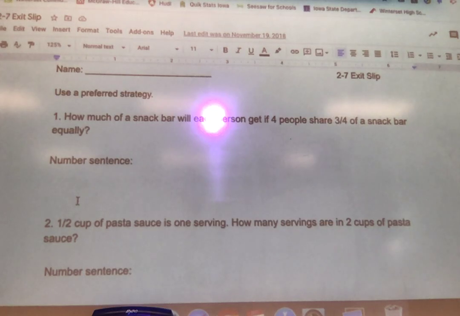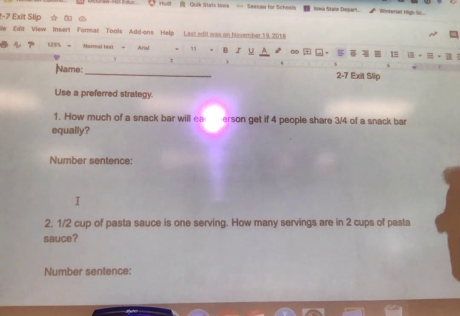All right, we're going to start exit slip 27 and making our answer key here, and we're going to use a preferred strategy. We're looking at a word problem. It says, how much of a snack bar will each person get if 4 people share 3/4 of a snack bar equally? And we've got to write a number sentence.